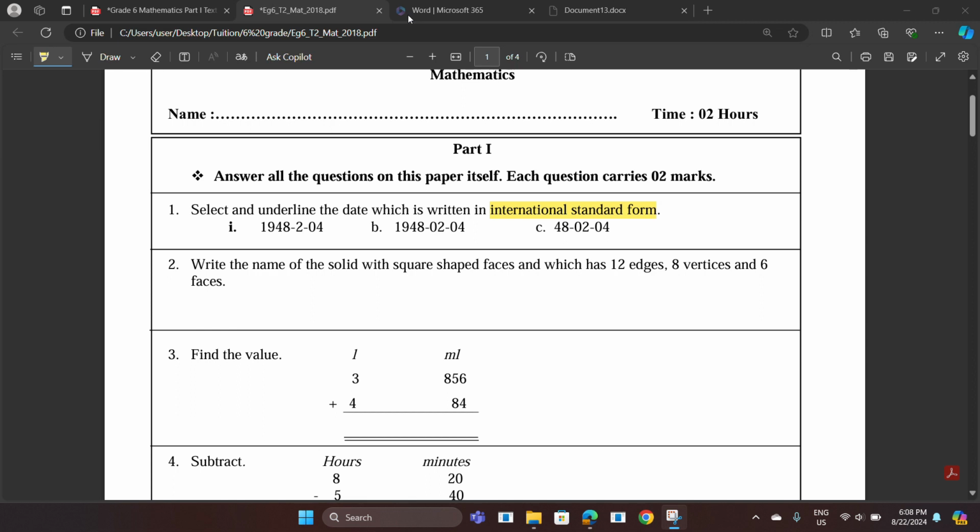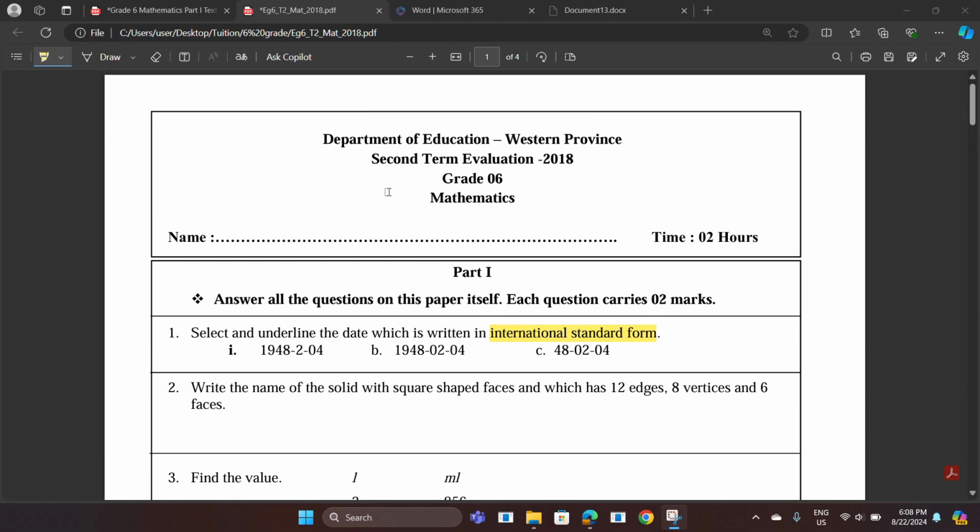Hello students. In this video, I'm going to discuss the first part of your second term practice paper. Okay, we have already discussed the second part of your paper in the class. Because your exams will start soon, I decided to post a video discussing the first part of the paper. I think it will be very useful for you.